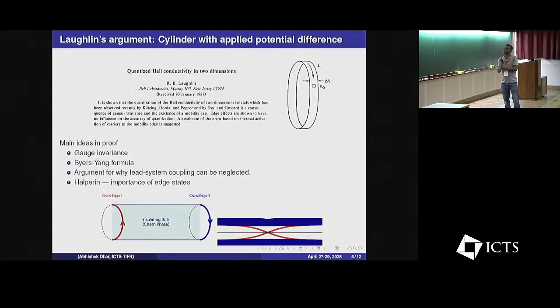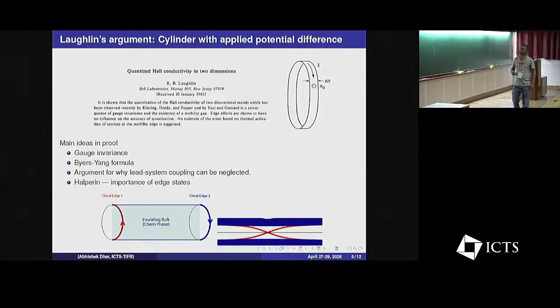Okay, so now let me come to Laughlin's argument. He considered a cylindrical kind of geometry, so this quantum Hall system is on a cylinder, like a ribbon, where you apply a small voltage difference across these two edges of the ribbon. Again there's a magnetic field passing perpendicular to this ribbon, and so this will generate a current in this direction.